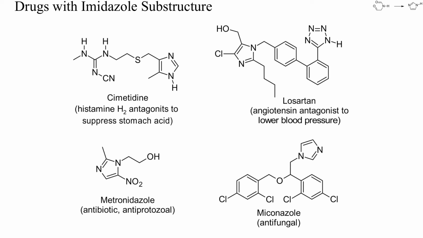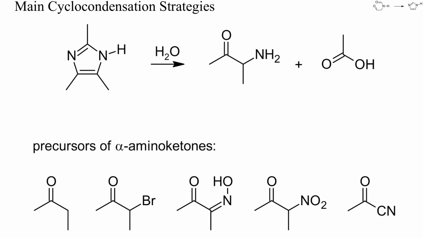In losartan, however, the important pharmacophore is the biphenylyl tetrazole, and the imidazole fragment is less critical than in cimetidine. Miconazole is a typical azole antifungal, and the imidazole ring can often be replaced by triazoles without much loss of potency. Okay, let's see how we can prepare substituted imidazoles.